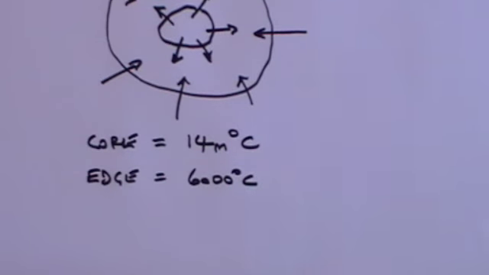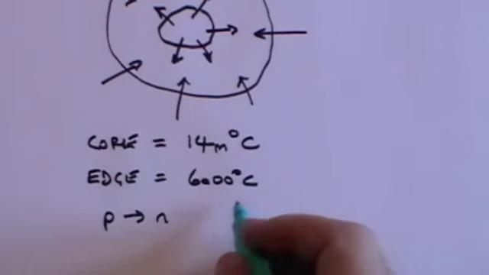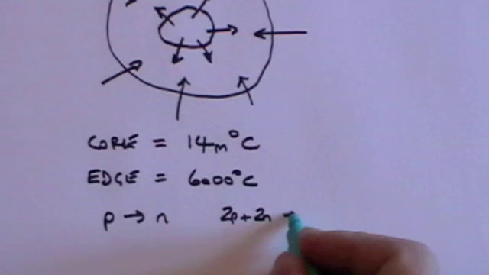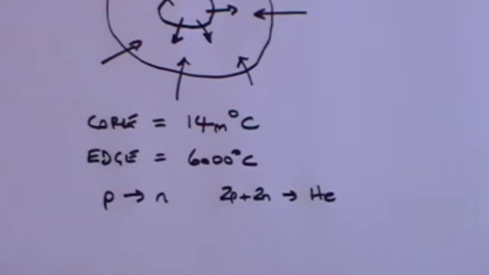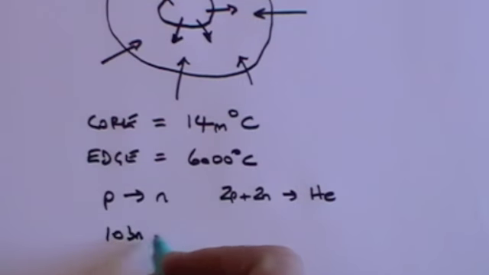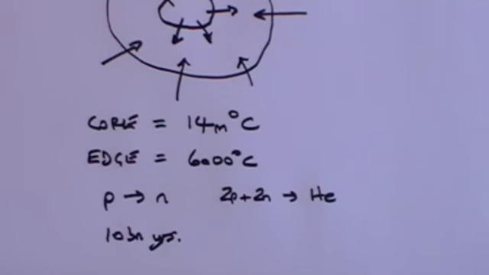So it's the core where protons are being converted into neutrons, and where 2 protons and 2 neutrons are being converted into helium. And that process will carry on in the sun for 10 billion years. In fact, we are halfway through. The sun has been shining for about 5 billion years, so it's got about another 5 billion years to go.